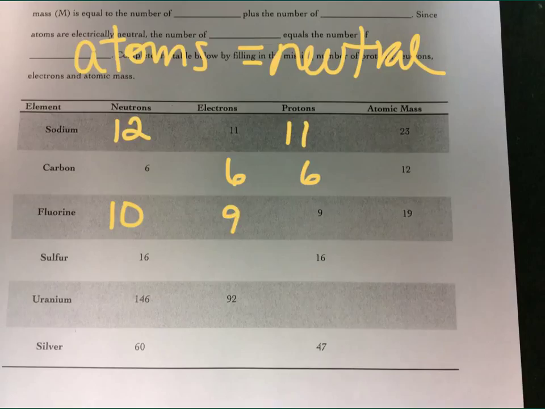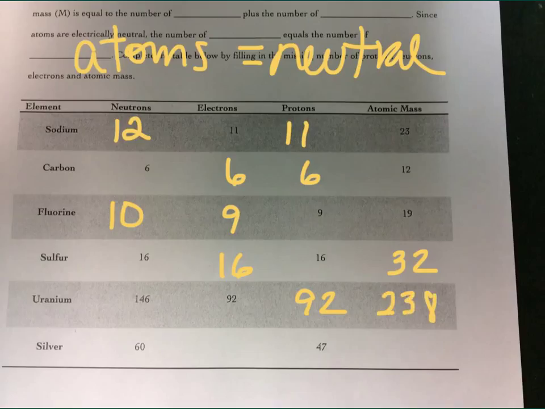9. Sulfur, 16 neutrons, 16 protons. So an atomic mass of? 32. And how many electrons does it have? 16. Uranium has 146 neutrons, 92 electrons. How many protons? 92. And what's the atomic mass? 238.